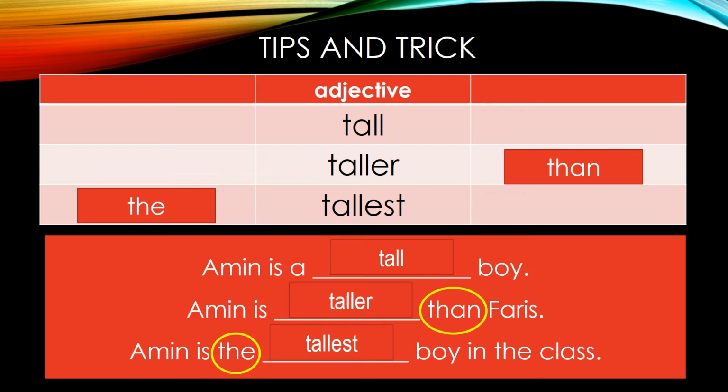So basically what you must remember is when there is no keyword such as "the" or "than", the answer will be in root form. If you find a keyword such as "than" in the sentence after the blank, then the answer must have ER. And if you find the keyword "the" before the blank, then the answer must have EST. So those are the basic things that you have to remember: no keyword, "than", and also "the".